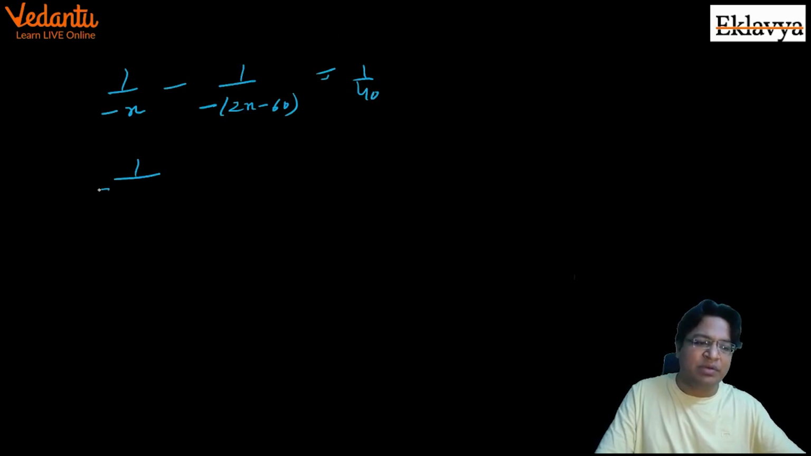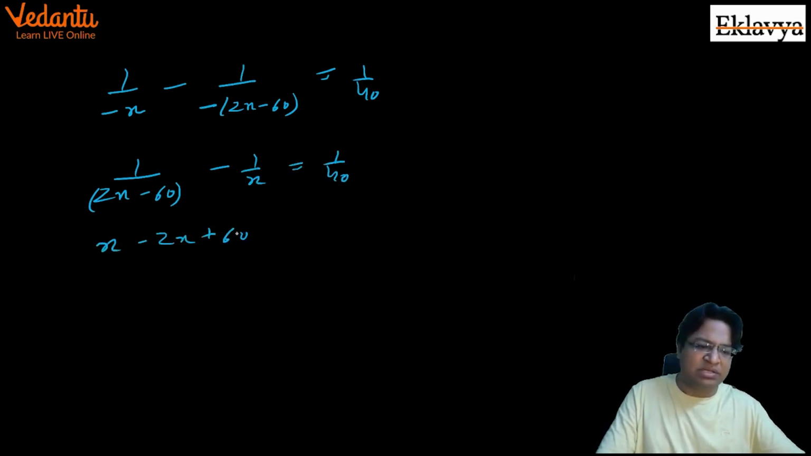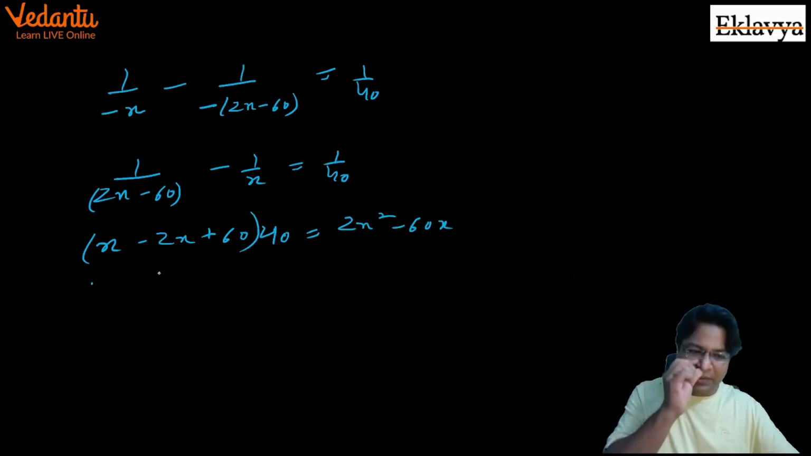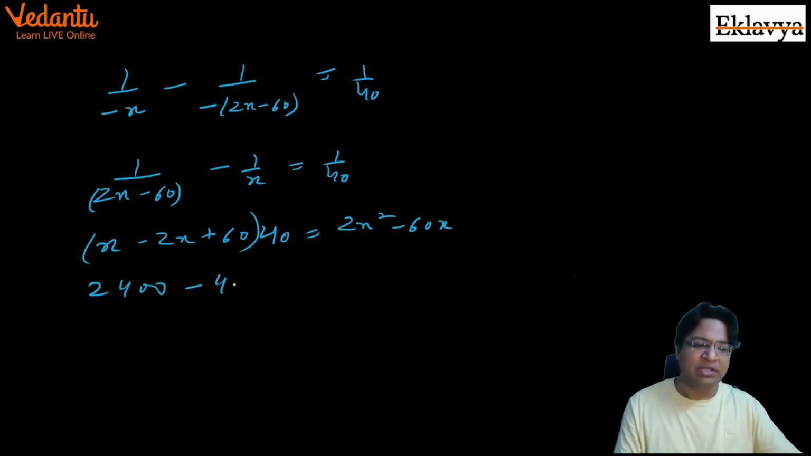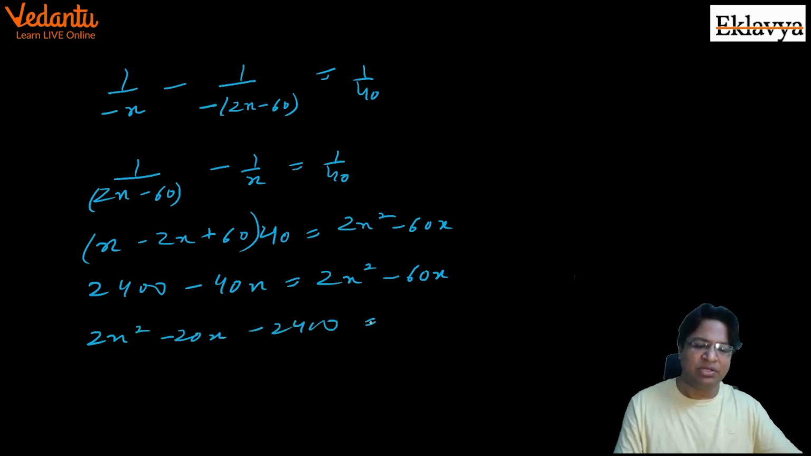So this becomes 1 upon 2x minus 60. 1 upon 2x minus 60 minus 1 upon x is equal to 1 upon 40. Okay, so this will become x minus 2x plus 60 into 40 is equal to 2x square minus 60x. So this will become 2400, and then this is minus x minus 40x is equal to 2x square minus 60x, or in other words, 2x square minus 20x minus 2400 equal to 0.